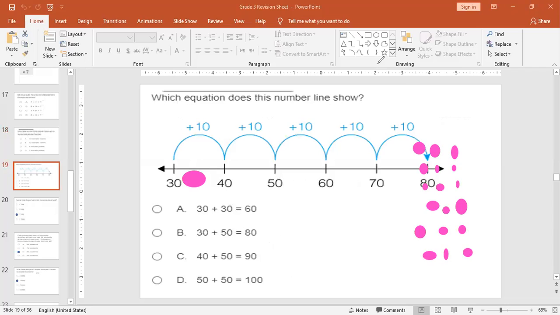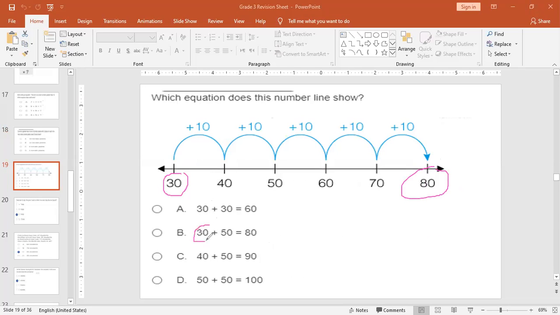You have nothing hard. Which equation does this number line show? First, I start from 30, right, and end at 80. So of course I added to 30. So I will go to the equation that adds to 30. I added how many to 30? 10, 20, 30, 40, 50. So I added 50 to 30, which is 80. Let's complete here.